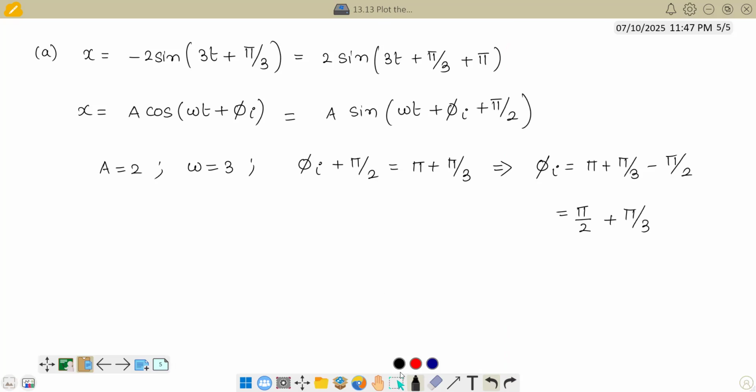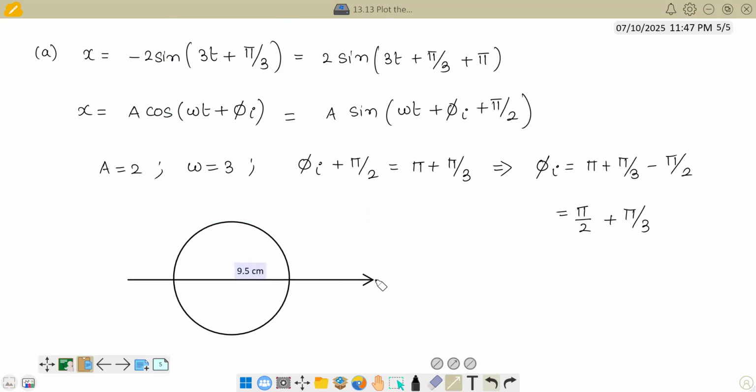So how do we represent that on a graph? If you want to represent the position of that particle, let us take a circular motion. This would be my x-axis, this would be my y-axis. What is the radius of the circle? Amplitude is given as 2, so the radius of the circle is 2. He has given x in centimeter, so it would be 2 centimeter.